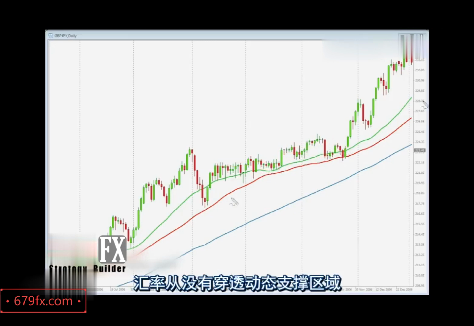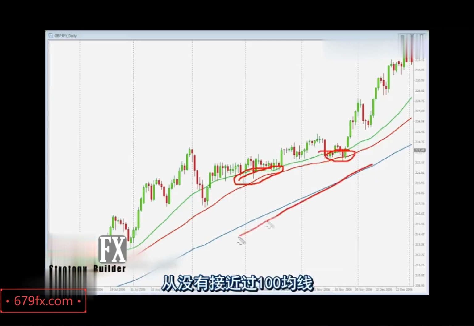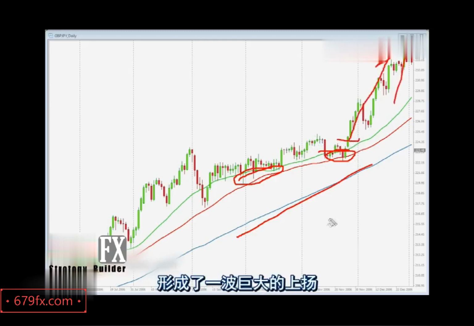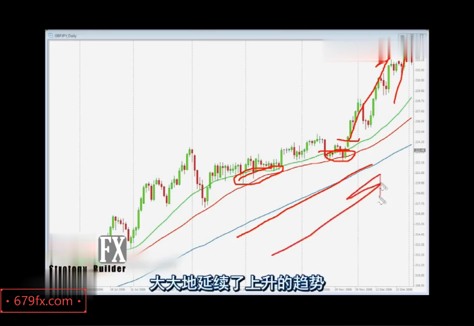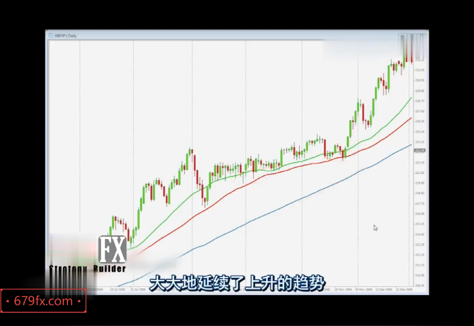You see, price never broke below the dynamic area of support. It never went near the 100 moving average, and as soon as we finally gain some momentum, bang, sure enough, the trend muscled price in the right direction, meaning up in this case, since we're in an uptrend.